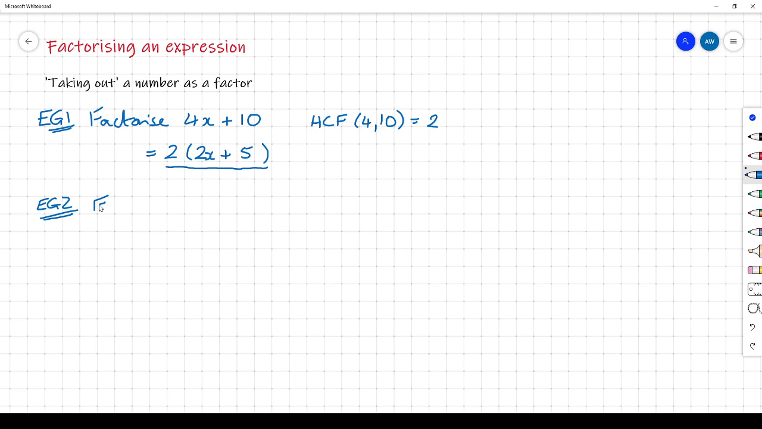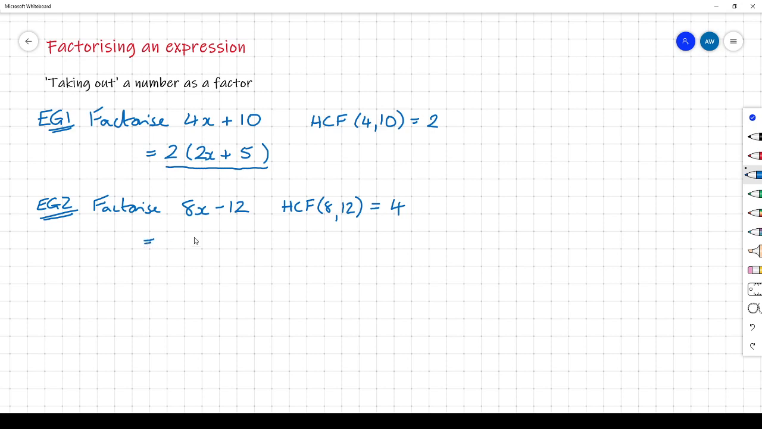Factorise. That's always the key word. As soon as you see that, you should start thinking, right, I've got to put brackets back in. It's the opposite of expanding, multiplying the bracket, as I said in my first video. Factorise 8x minus 12. So what is the highest common factor of 8 and 12, if there is a factor at all? Well, there is. That's why I've given the example. What's the highest number that goes into 8 and 12? If you think about it, 4 is the highest common factor of 8 and 12. 4 goes into 8 and it goes into 12. That's the highest number that does.